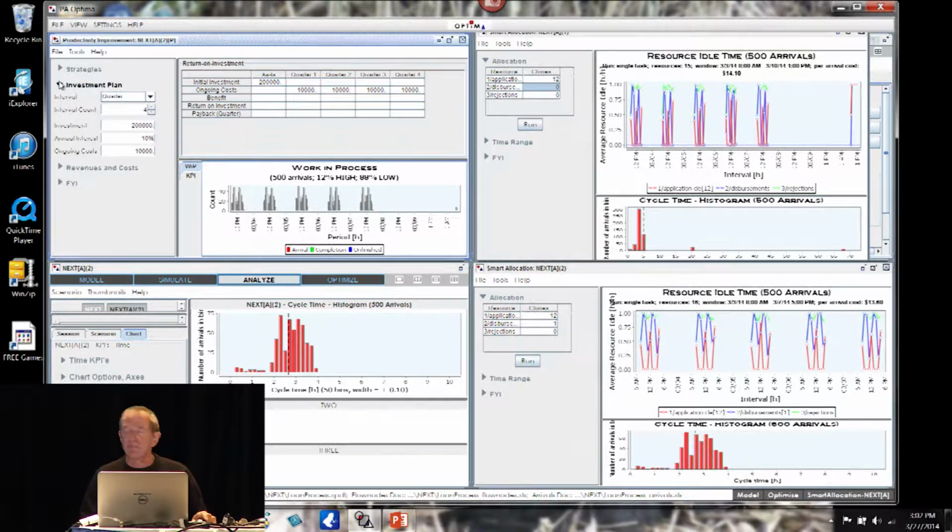There's also an investment plan, which is where these numbers came in the spreadsheet about the initial investment and so forth. These can be set to whatever you want to. You can decide what the time period is, over how many periods you want to do this evaluation. Those are all under your control.